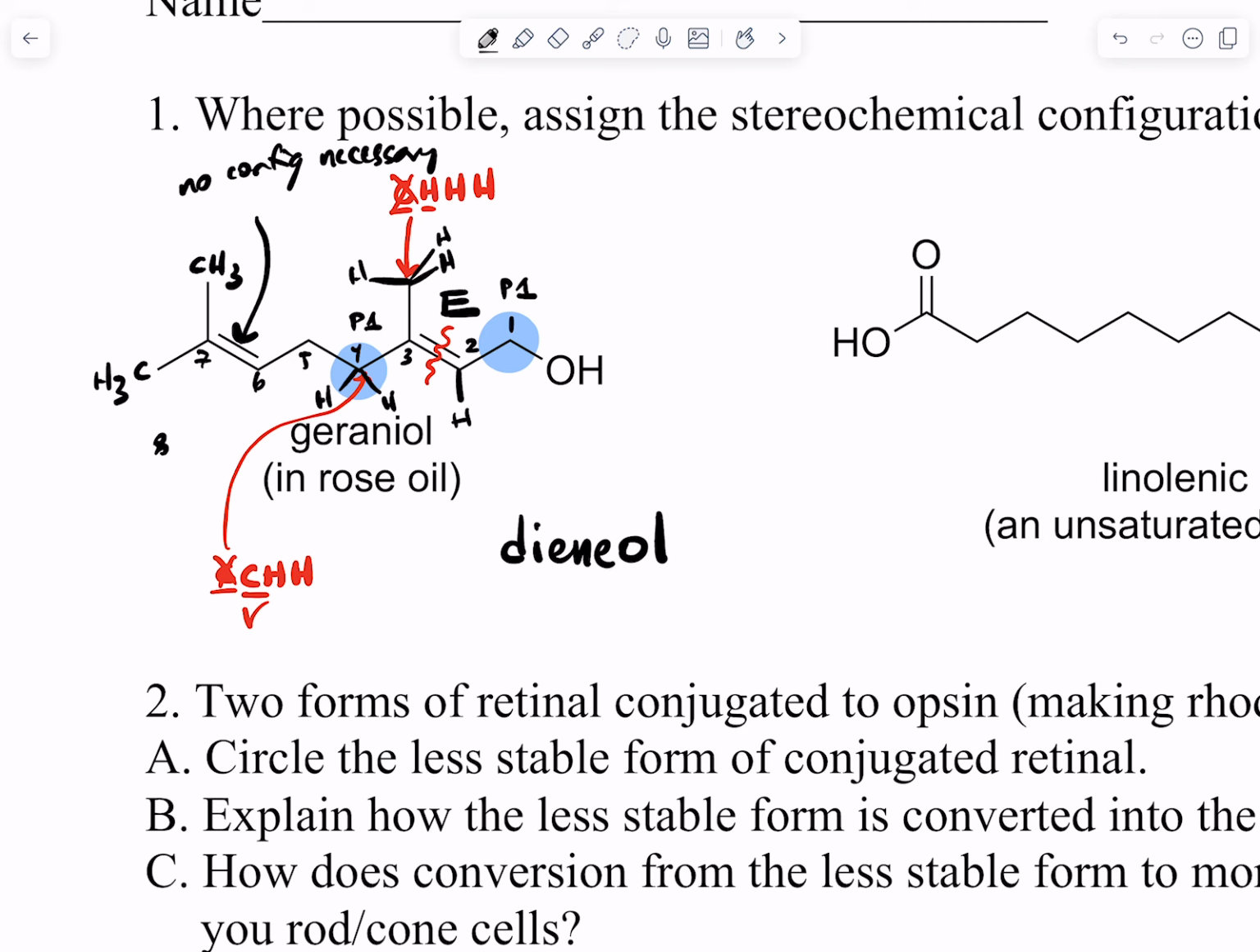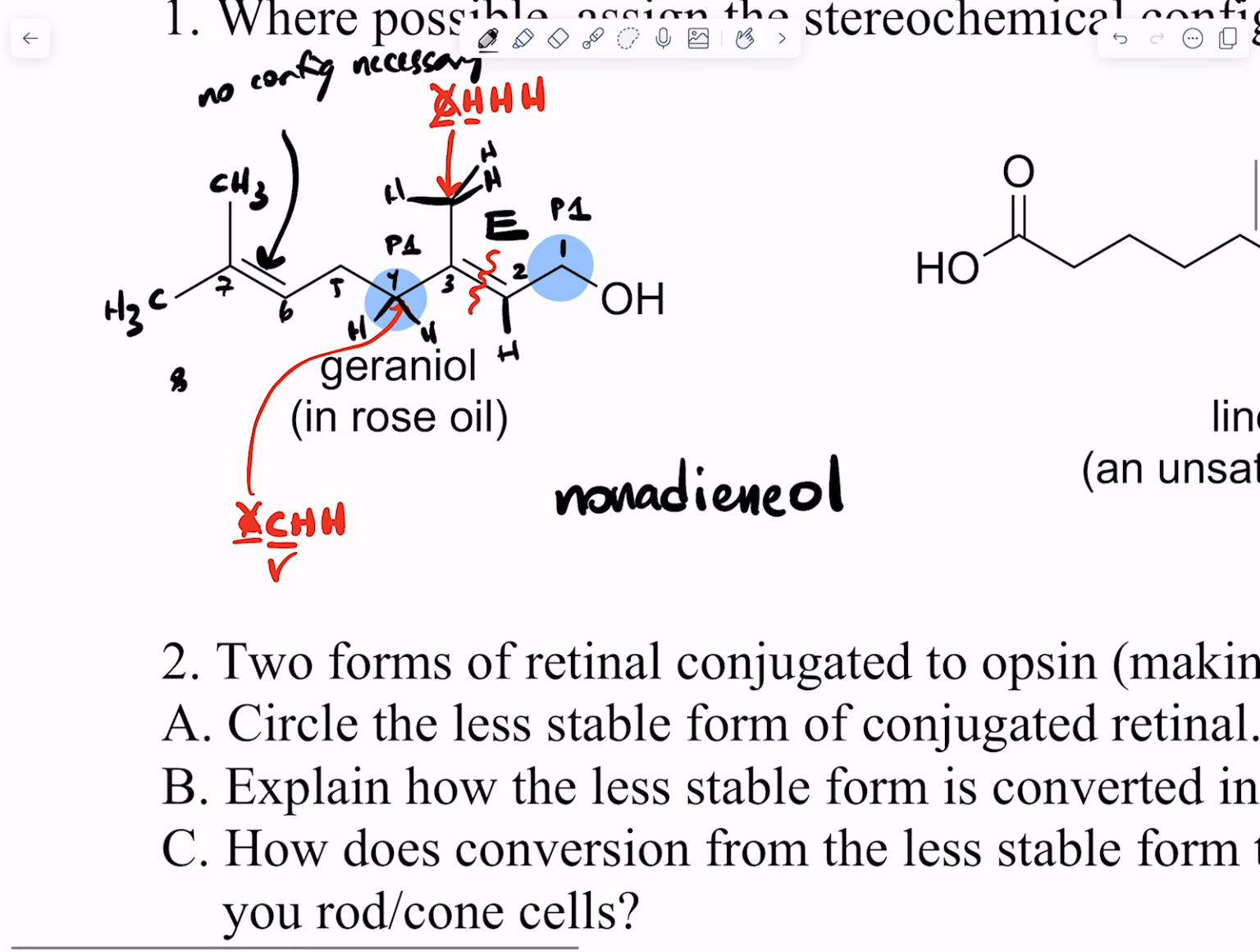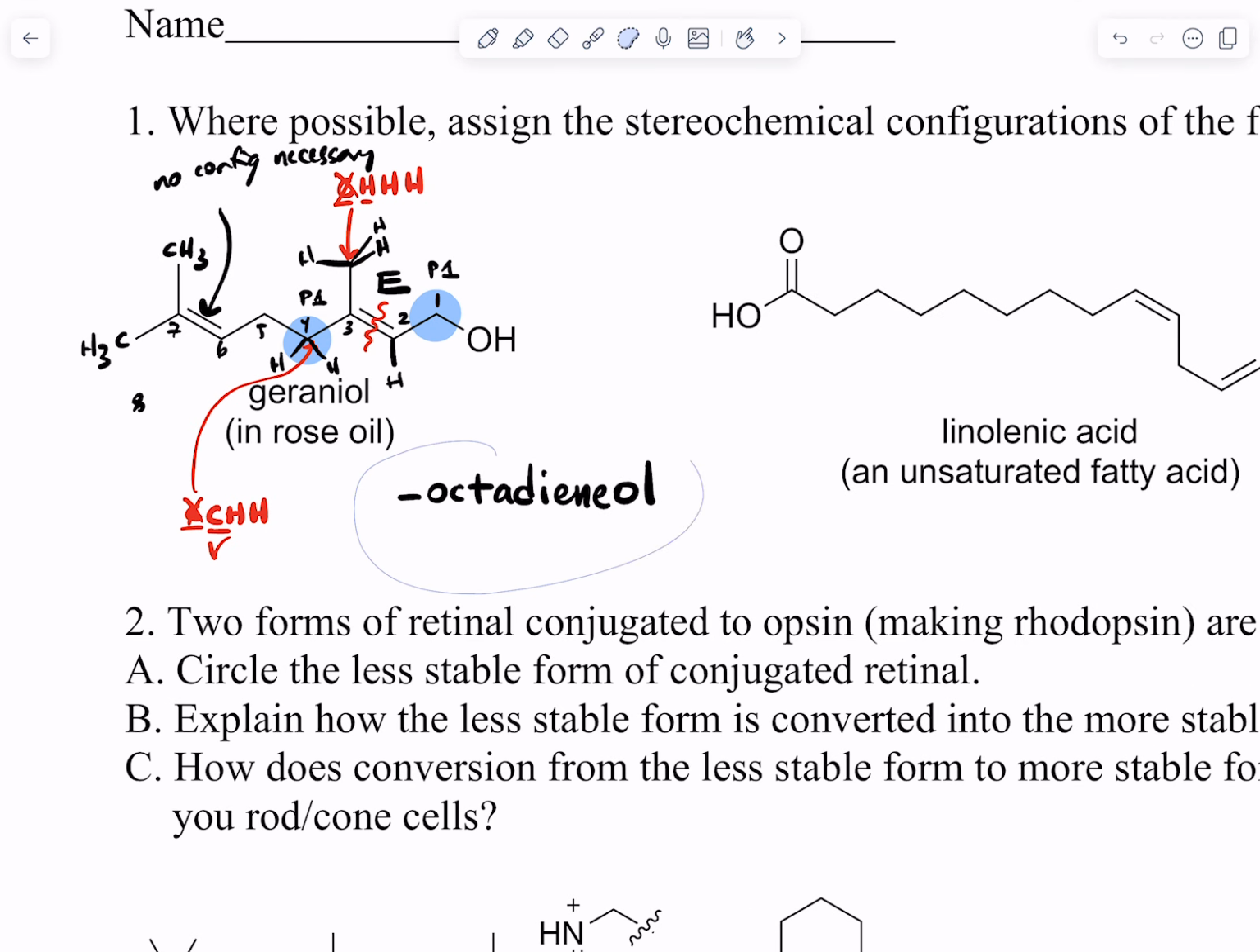We need to put nona in front of diene to indicate that there are 9 carbons. So nonadiene-ol. We need, sorry, what? Oh, octa. Yeah, thank you. I wasn't trying to gaslight you. There are only 8 carbons. Octadiene-ol. We need numbers to say where the pi bonds are. So that's 2 and 6. Octadiene-ol.